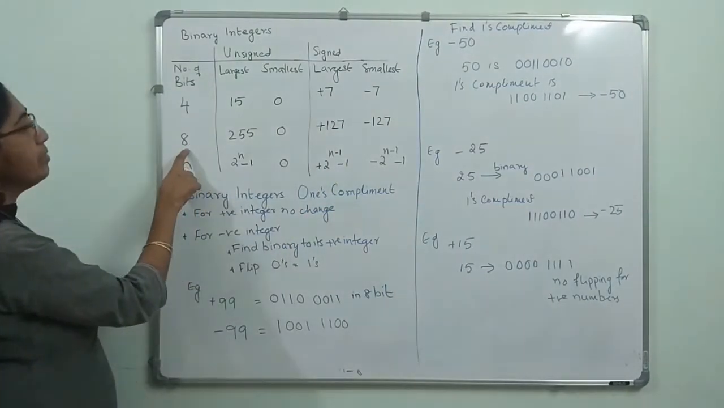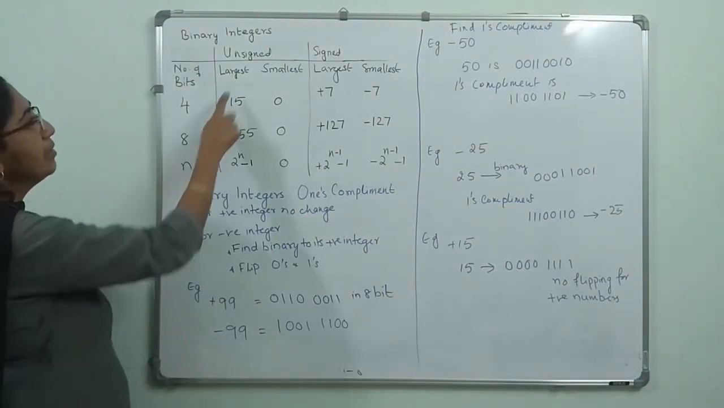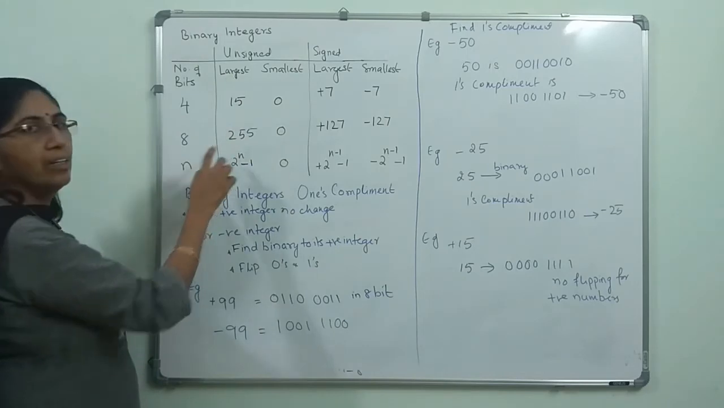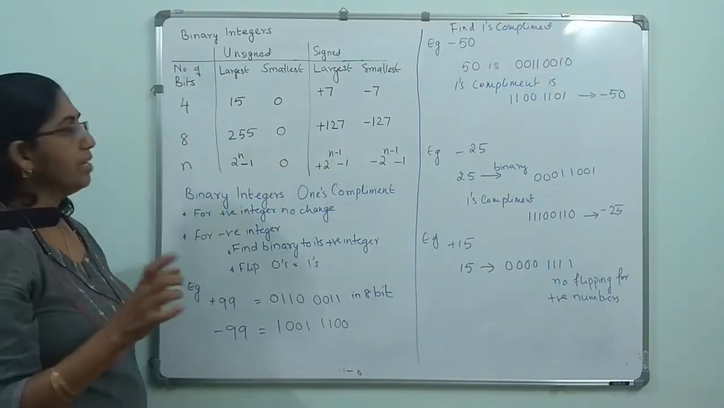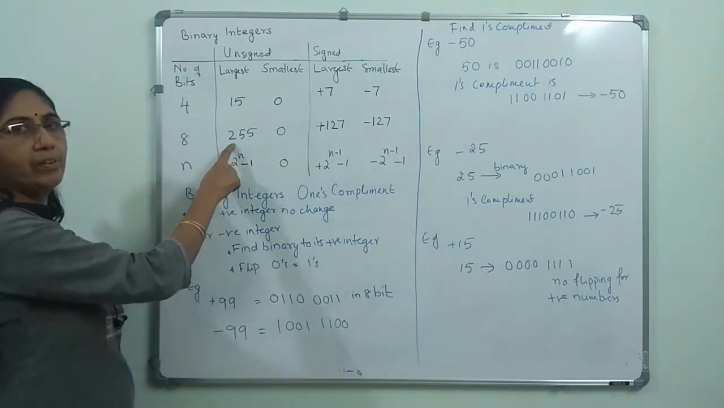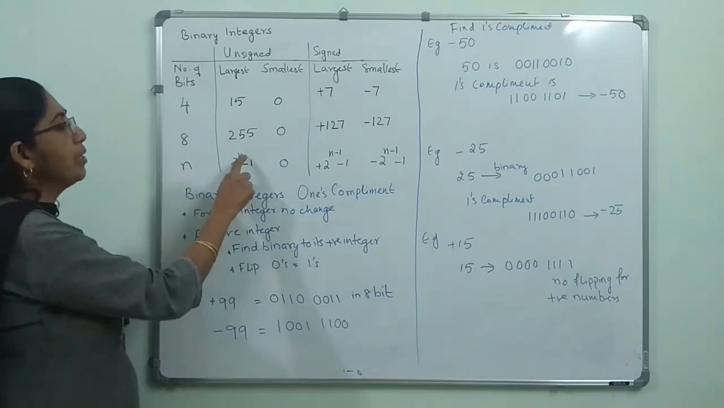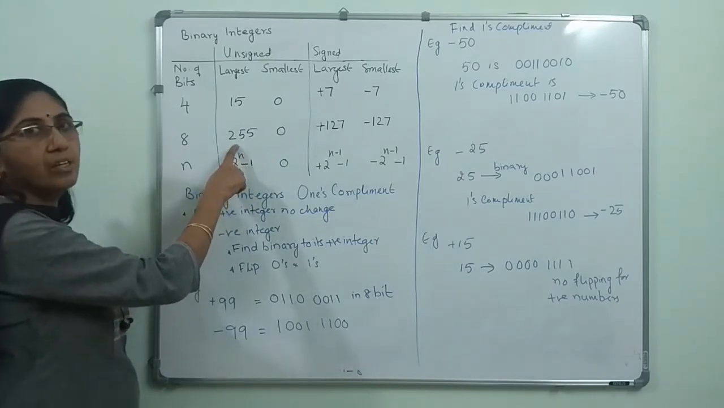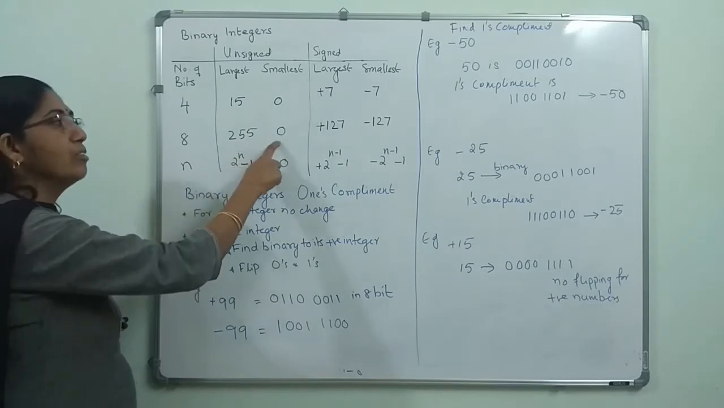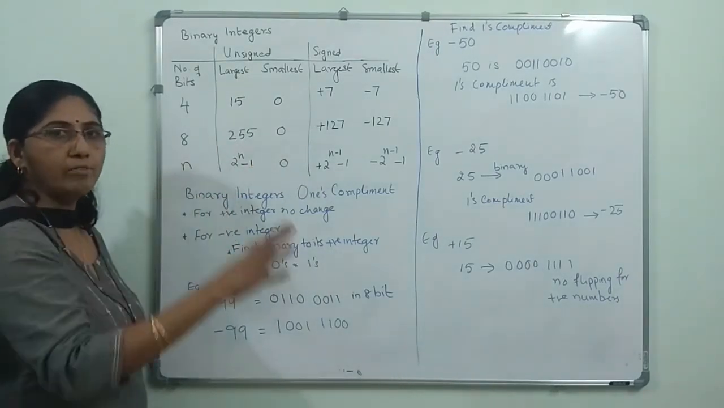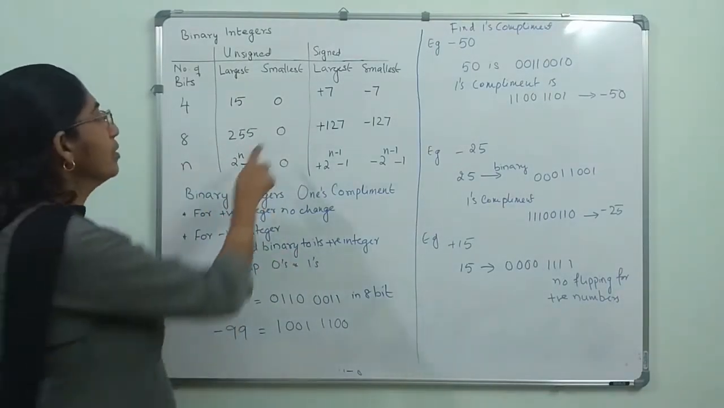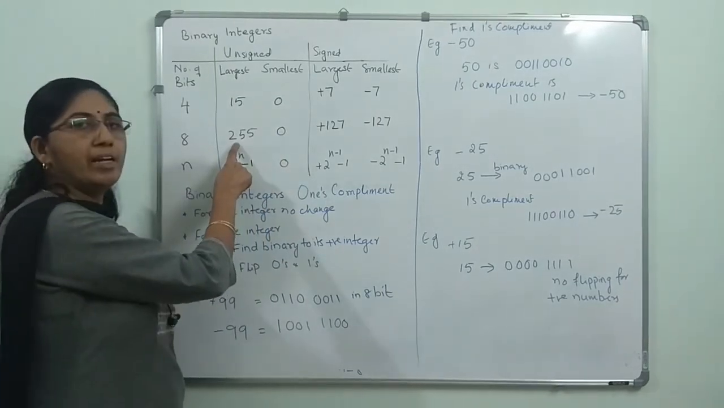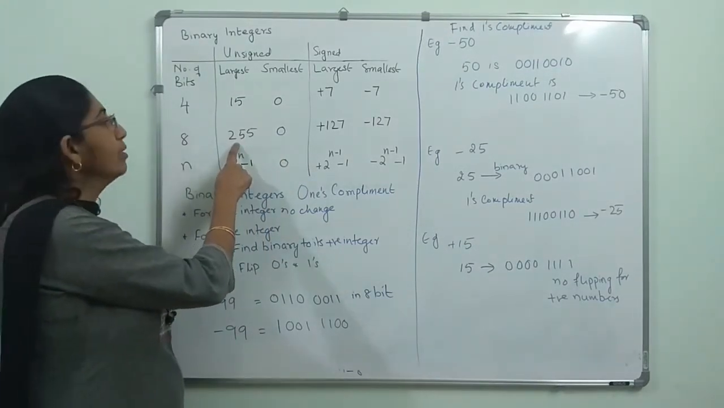Now look at the 8-bit. In the 8-bit, the largest number in the unsigned, that means all the 8 locations you can give the value. So the number will be 2 raised to n minus 1. You can represent 255. And the smallest value will be, you put 0 in all the 8 columns, you get the value 0. Here all the 8 columns you put value 1, you get 255.